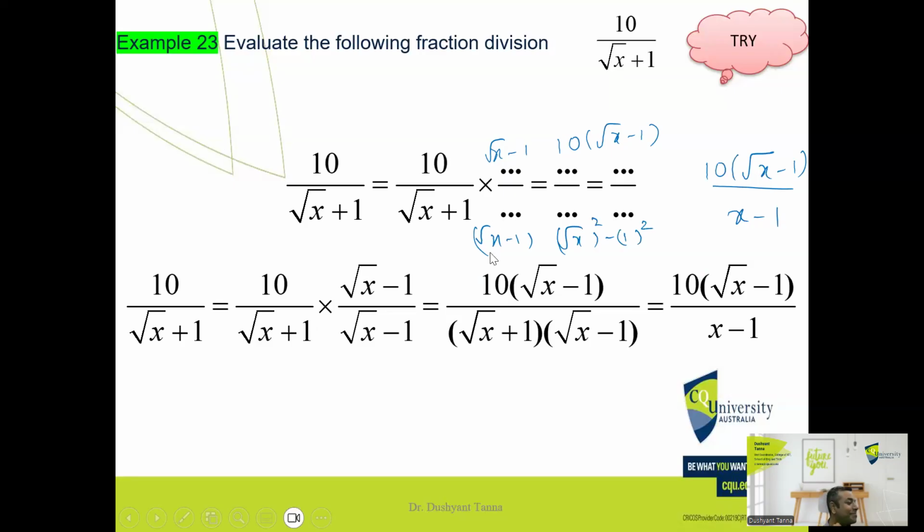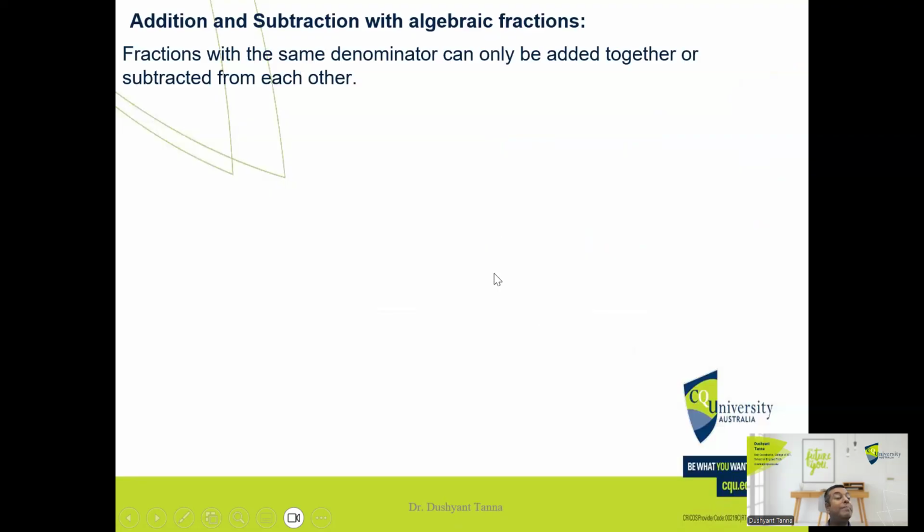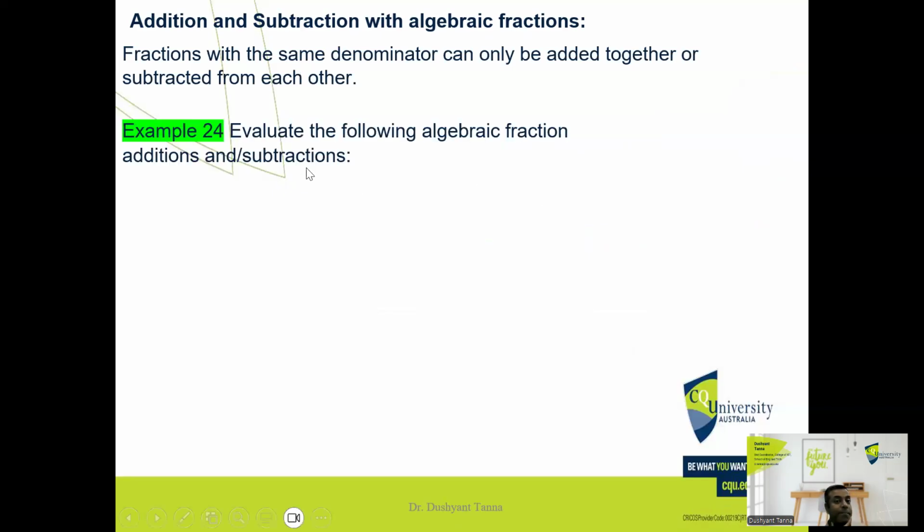Yep, so we got root x minus 1 multiplied. The denominator is a plus b, a minus b, so simply x minus 1 in the denominator, right? Addition and subtraction of algebraic fractions. What we do is make the common denominator, same as with numbers, right? If it is something like this, what do we do? We take the least common multiple or make the same denominator, right? Would you like to give it a go?